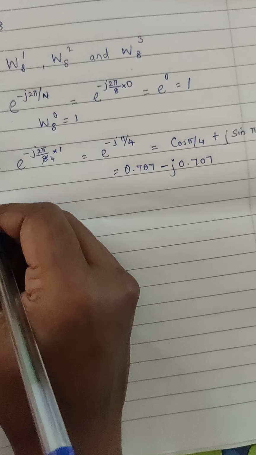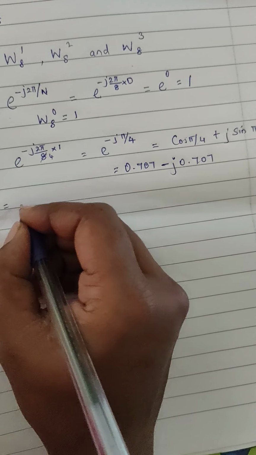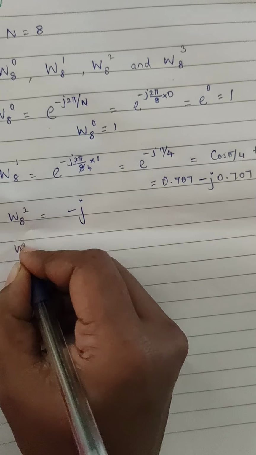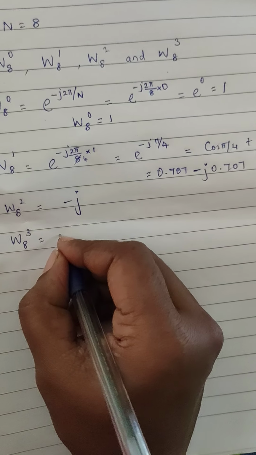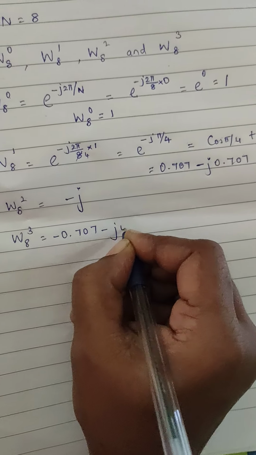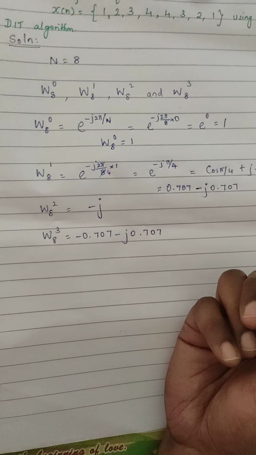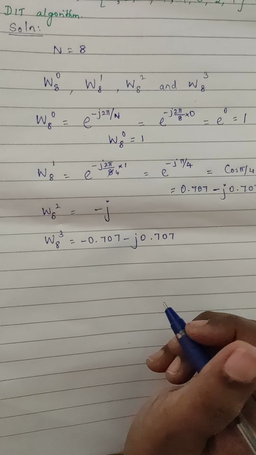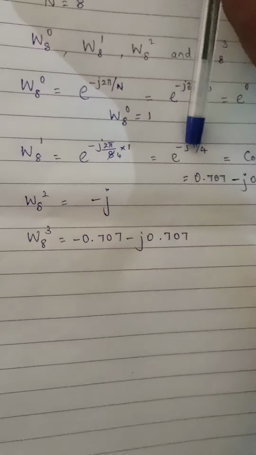Similarly, we have to find out W8 power 2 and W8 power 3. W8 power 2 we will get as minus j. You can find it out using the same method I have used here. And W8 power 3 is minus 0.707 minus j 0.707. So these Twiddle factors we should know first for solving the problem. Okay, so it is a butterfly structure, and I will tell you how to do it.